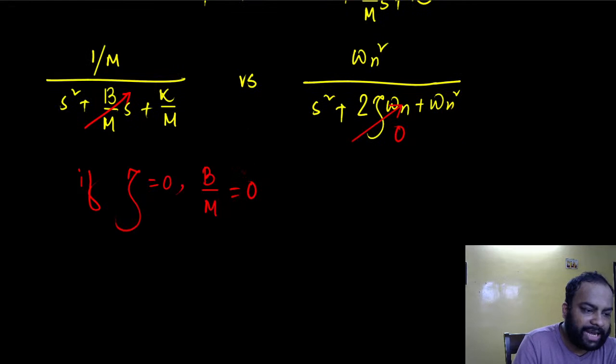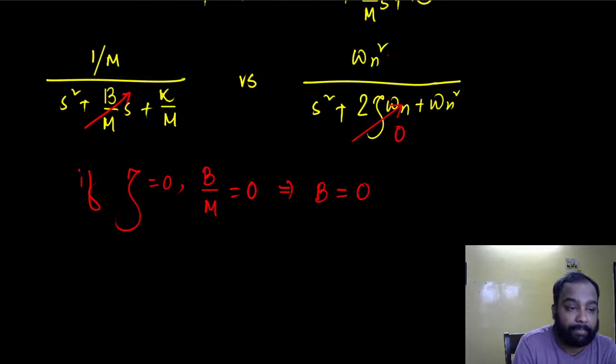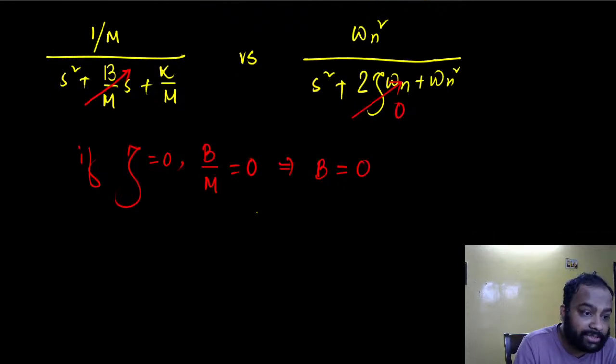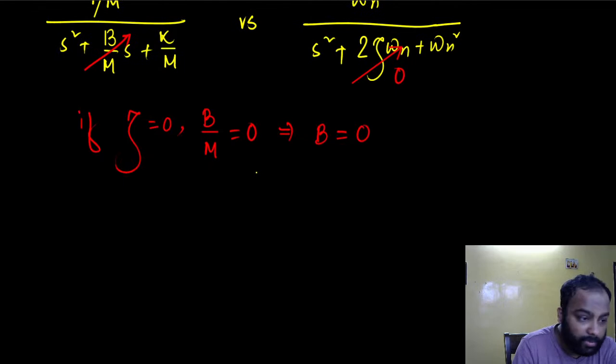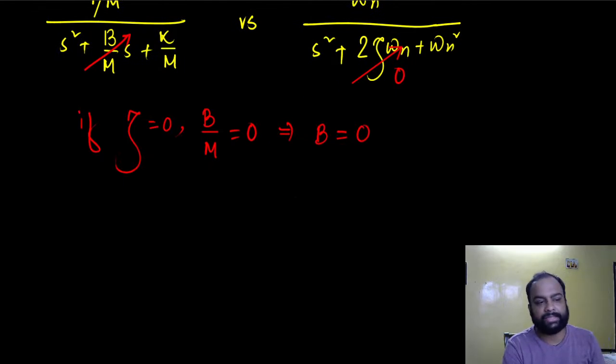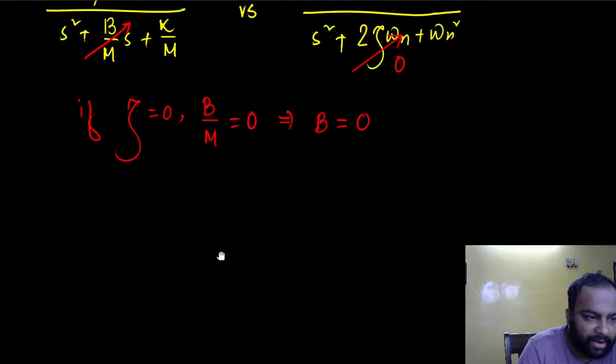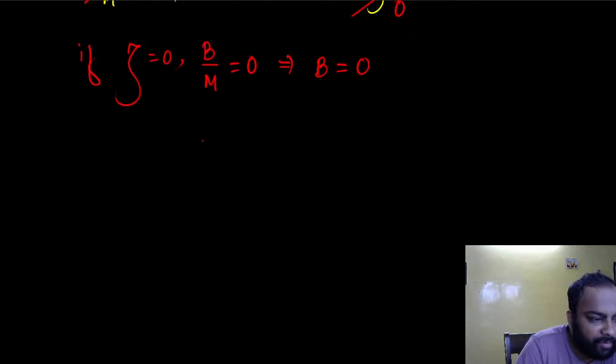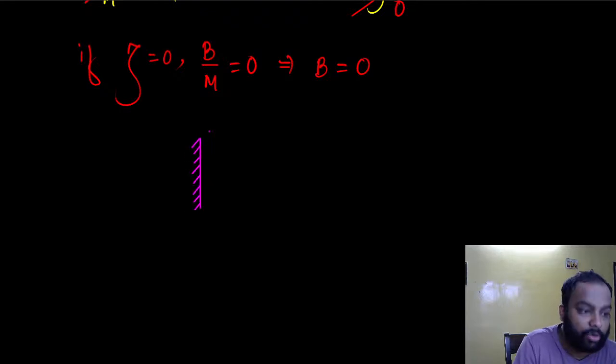Okay, so that's b by m. Of course, a valid condition that could happen is b equal to 0, so we don't have any damper. Now one of you asked in the last discussion, where we were discussing mechanical systems, what will happen if for that particular mechanical system I do not put the damper or do not put the spring.